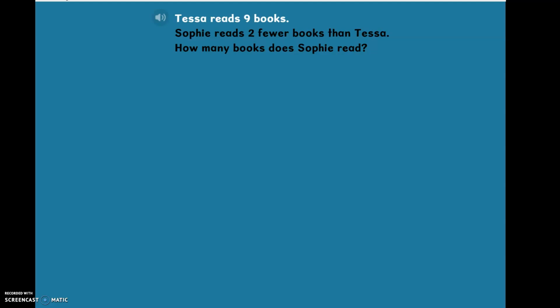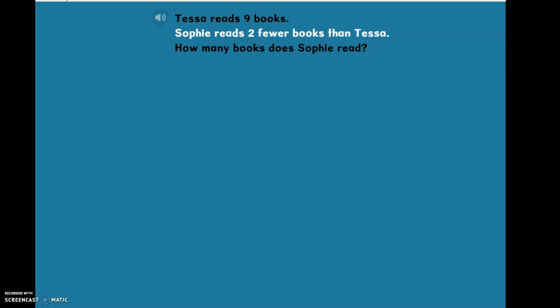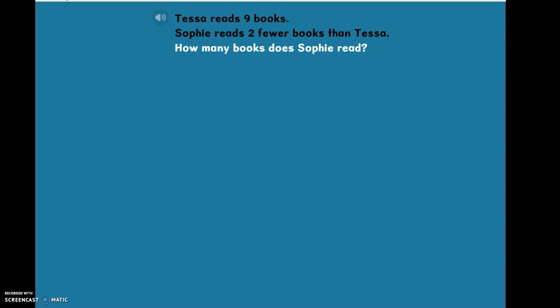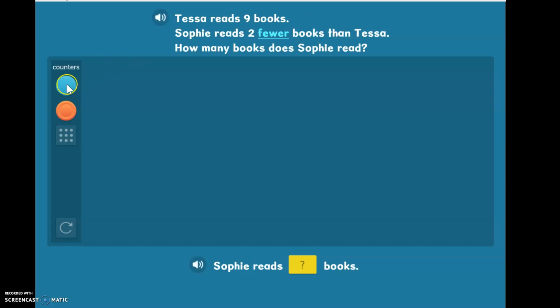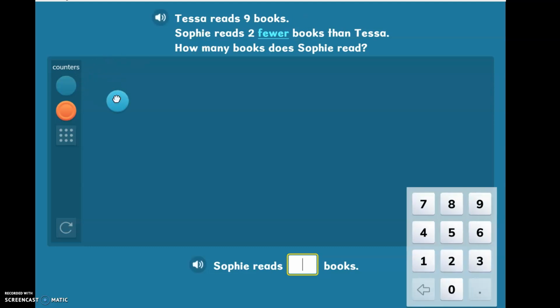Tessa reads 9 books. Sophie reads 2 fewer books than Tessa. How many books does Sophie read? And this will probably be the last one because I do want to get off the computer. I don't want you guys on here anymore. All right, so complete the sentence. I'm going to do 9 counters to represent Tessa. Mrs. Kerr's not very good at making straight counters here. 5, 6, 7, 8, and 9.